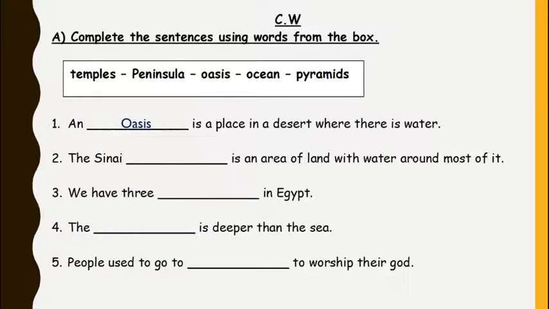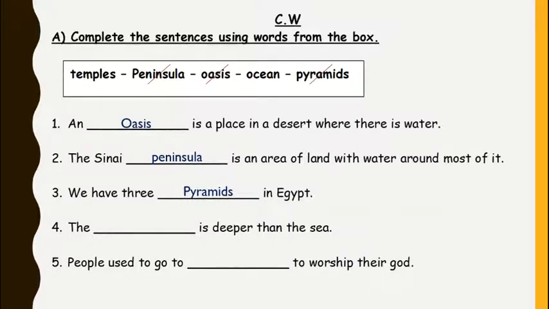Okay, number two. The Sinai dots is an area of land with water around most of it. What did we say is just like the island but has water around most of it, not all of it? Yes, the peninsula, the Sinai Peninsula. Good job. Okay, we had three dots in Egypt. What do we have three of in Egypt? Yes, of course, the pyramids. Good job. Okay, number four.